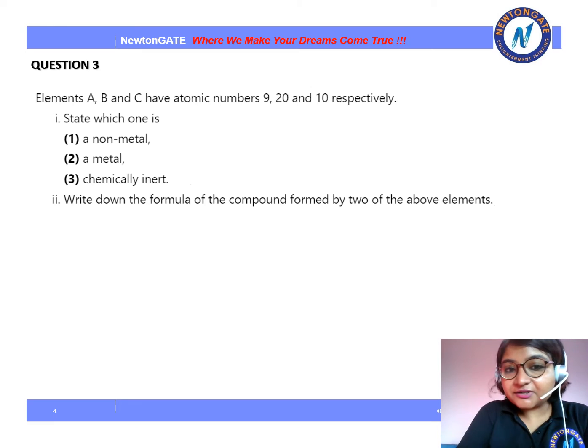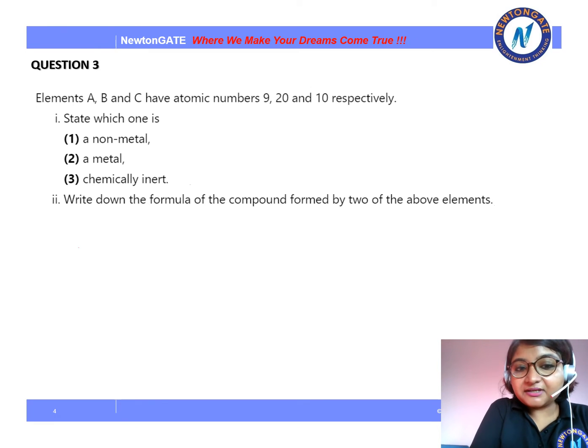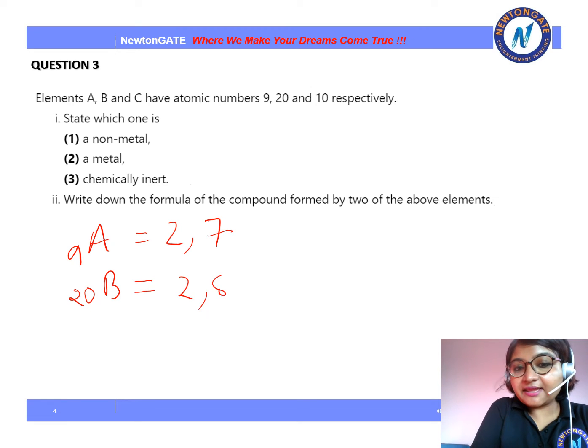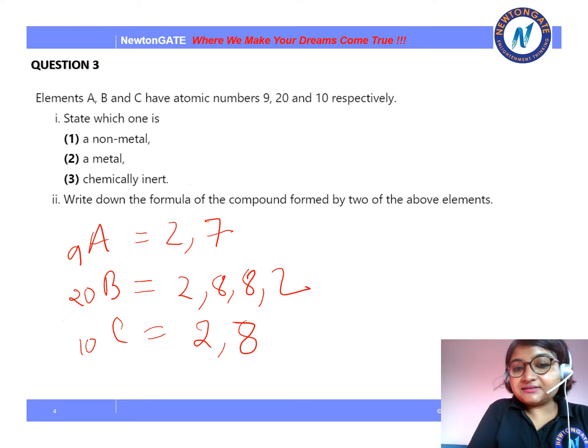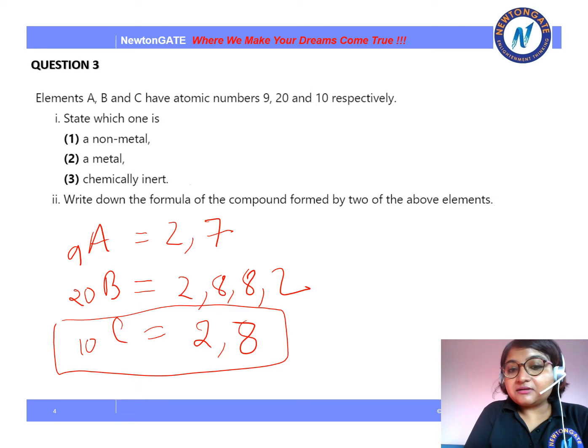Now let's do the electronic configuration for A, that is atomic number 9, 2, 7. For atomic number 20, for element B it is 2, 8, 8, 2. For atomic number 10, for element C it should be 2, 8. Now you can see that for C the octet is complete, 2, 8. That means it will be chemically inert. It is a noble gas or an inert gas.